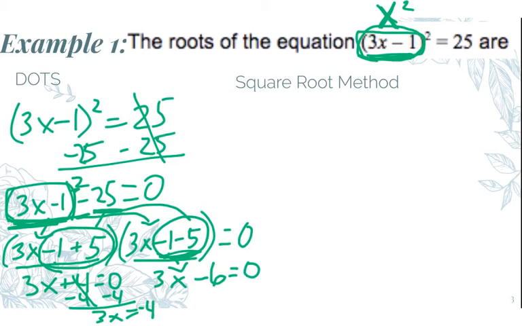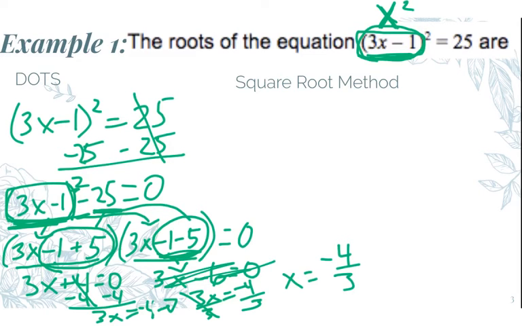And then if I divide it by 3, let me see. So I'll just do it right here. If I have 3x equals negative 4, I can divide both sides by 3, and I would get x equals negative 4/3. So that's one of my roots. All right, now my other root would be 3x minus 6 equals 0.